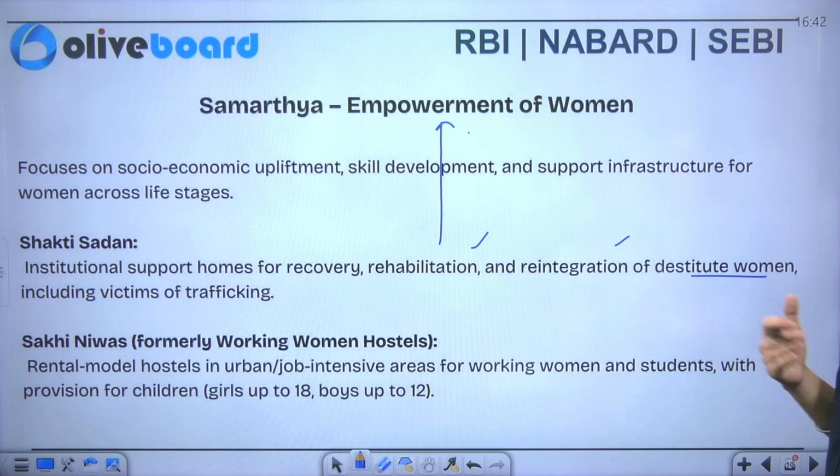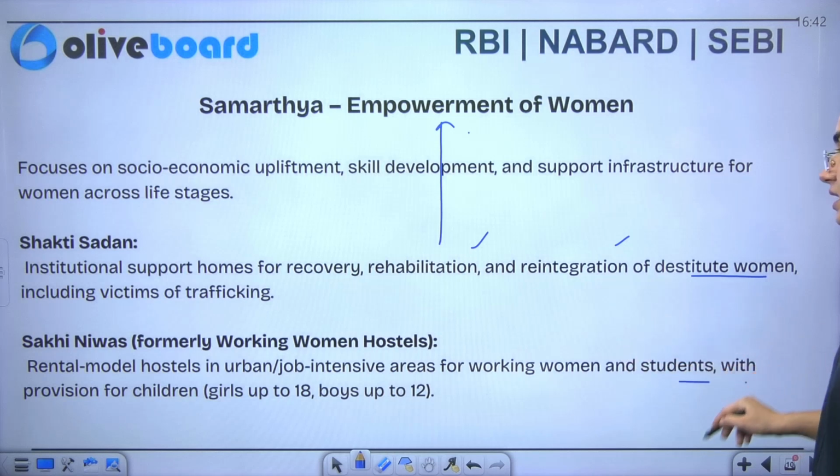So इसको पहले क्या बोला जाता था, it was working women hostels बोला जाता था. So Sakhi Niwas क्या है, it's a kind of rental-made hostels in urban and job intensive areas also for working women and students, with a provision for children, girls up to 18 years of age and boys up to 12. So this is what is related to it.